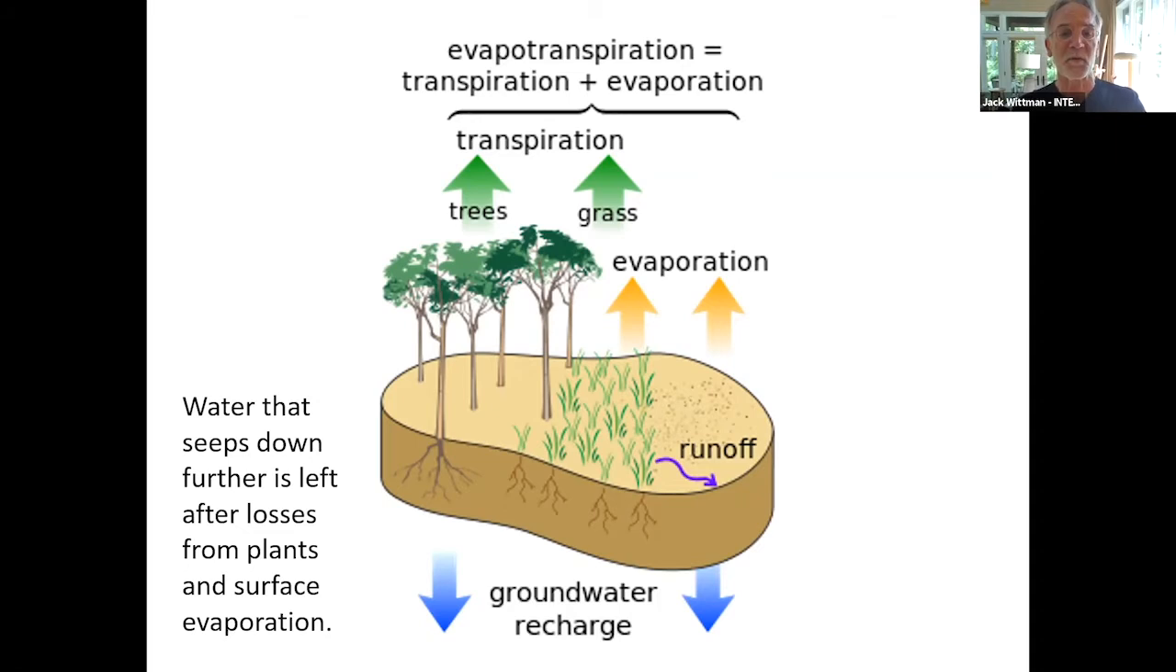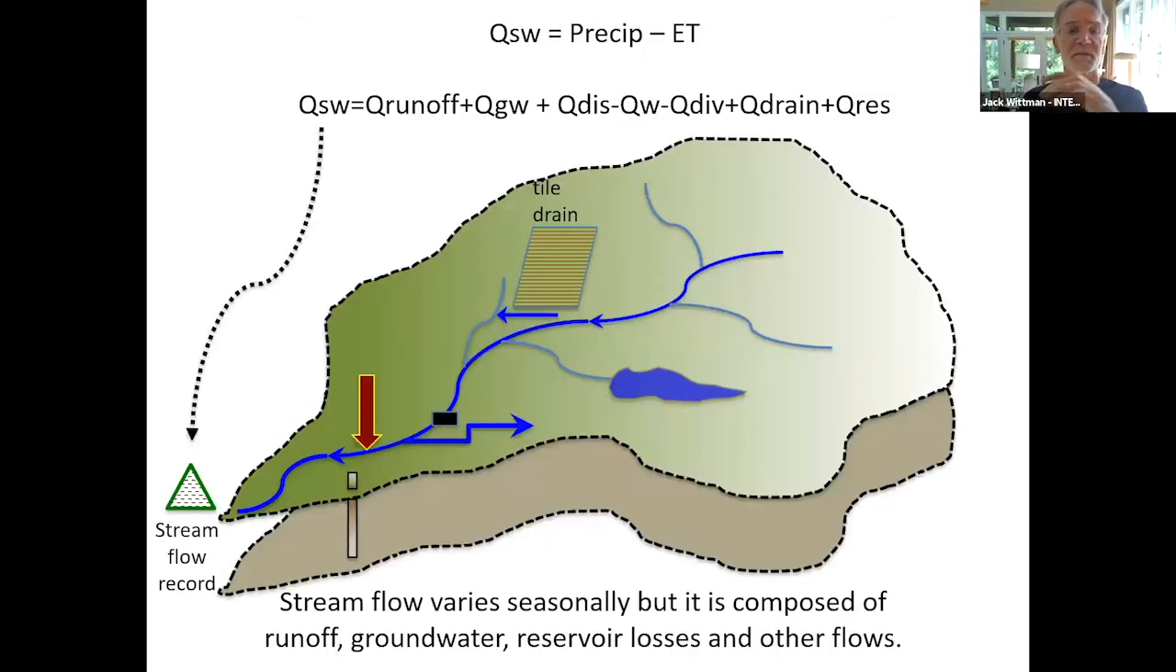So a lot of the water that seeps into the ground is used. Some of it gets past the root zone during certain times of the year and goes into groundwater. So streamflow is a funny long equation here, but it's really just a bunch of things that I just explained.